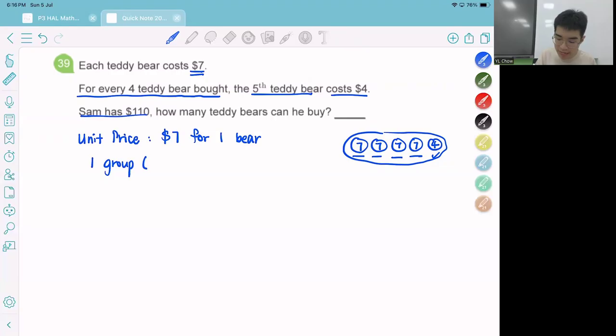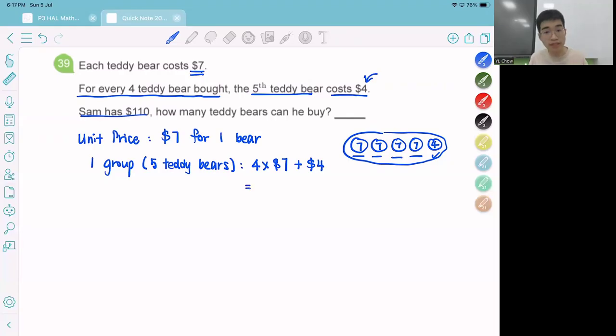So one group actually has five teddy bears. And now we need to find out, for five teddy bears, what's the price? The first four you bought at the normal price, right? Four times $7. But the last one you buy at a cheaper $4. So that will total up to 4 times 7, 28. 28 plus 4, $32. So one group costs $32. Okay, using $32. Now, Sam has $110, right?